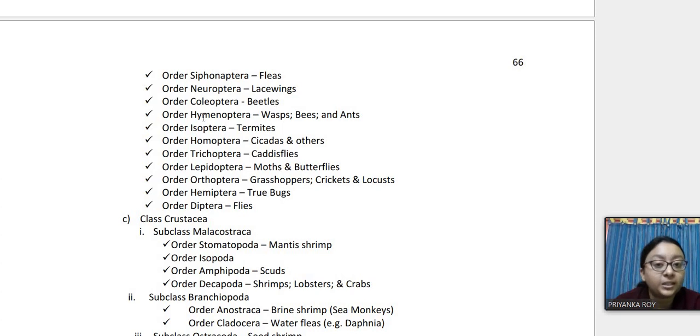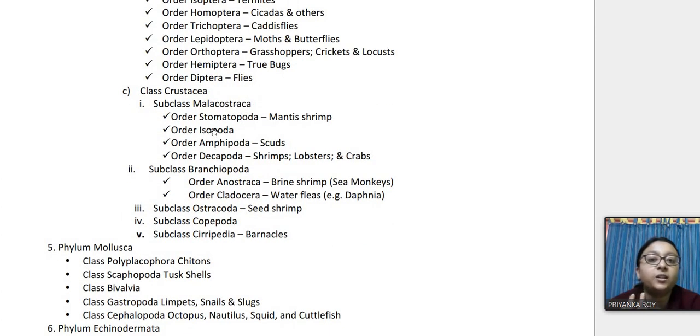These are Coleoptera or beetles, Hymenoptera or bees, wasps and ants, the social insects as we call them. Isoptera, termites. The Lepidoptera are moths and butterflies. The Hemiptera are bugs. Diptera are flies. And in Crustacea, you have the crabs, shrimps, lobsters and decapods. The Branchiopoda have the brine shrimp, and then you have the barnacles, copepods and ostracods. So these are all included in the phylum Arthropoda. You don't have to know in detail, but you just have to remember which animals belong to which phyla.